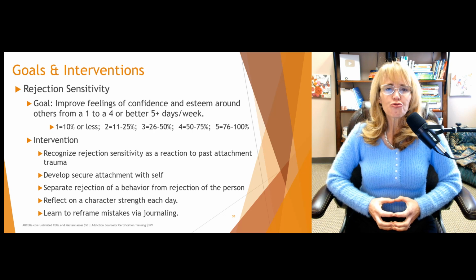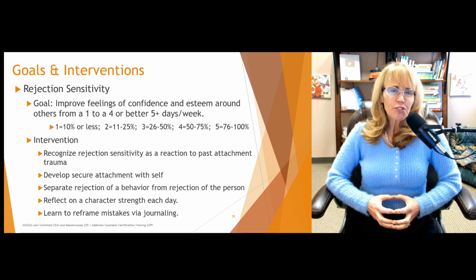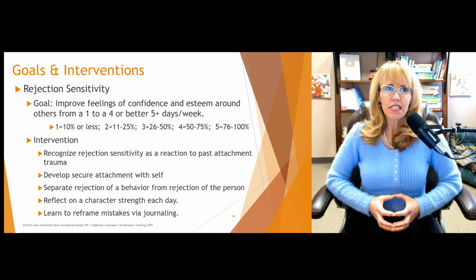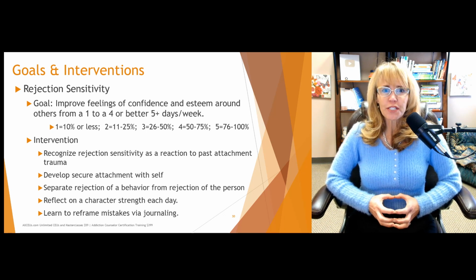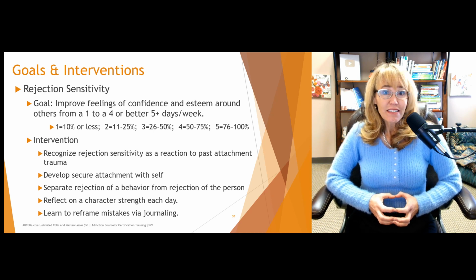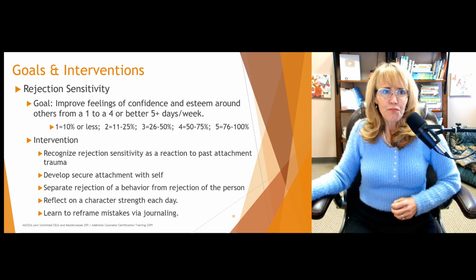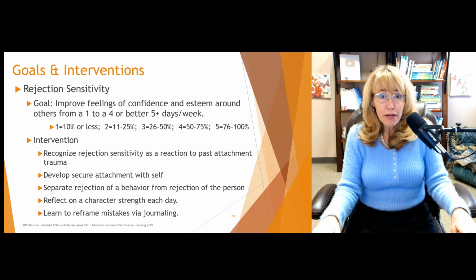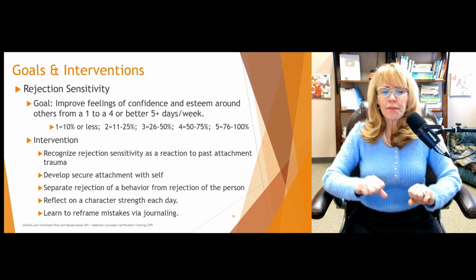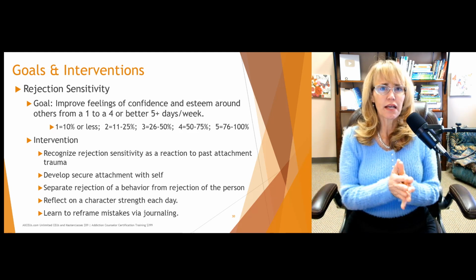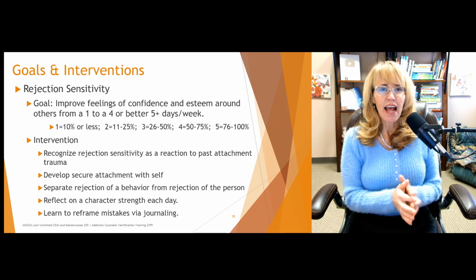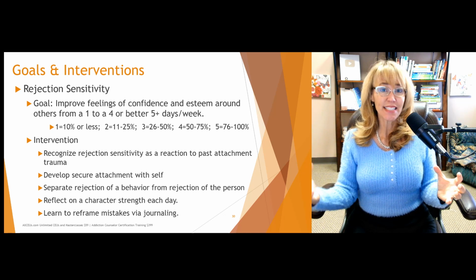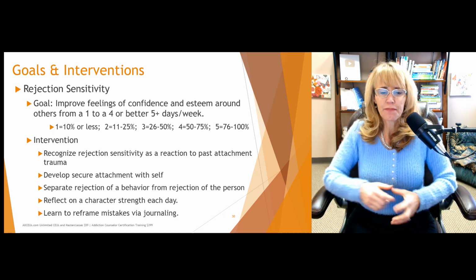Reflect on a character strength each day. People with rejection sensitivity have been primed to notice their mistakes, to notice their foibles, and to ignore all of their strengths, because it's more dangerous to step on the viper than it is to step on a bunny rabbit. Please don't step on either one. So the person with ADHD is noticing their character flaws. We need to help them balance that out to see their character strengths.